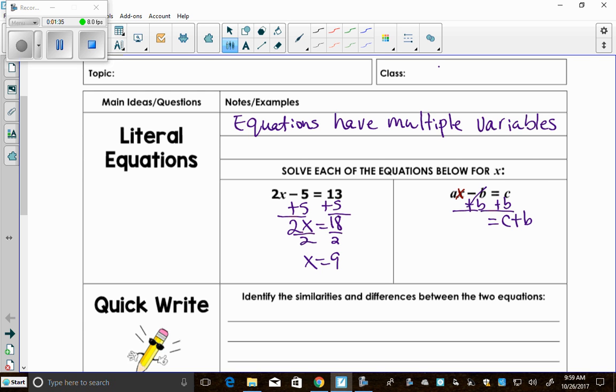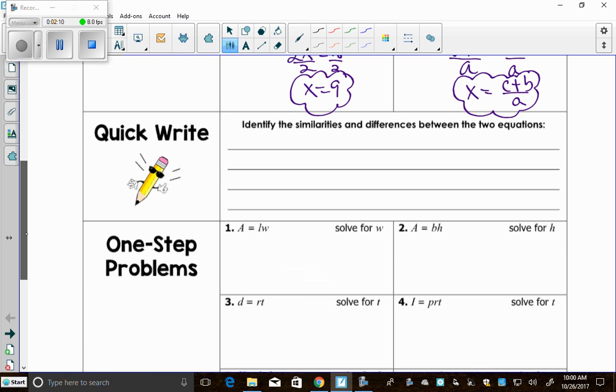On this side, that eliminated those b's, and I have ax. So just like in the previous problem where I added 5 to each side, now I'm adding b to each side. Now, coming back to the previous problem, you'll see that we divided each side by 2. Well, in this problem, the 2 is being substituted by an a. So I'm going to divide each side by a. So whenever you're solving a literal equation, you end up with a bunch of variables in your answer. So this is your answer. So I have c plus b divided by a.